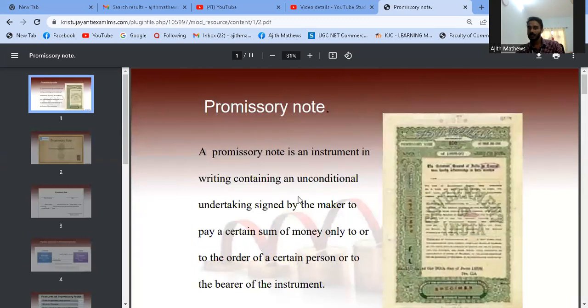A promissory note is an instrument, it's always in writing and it's unconditional. The terms and conditions specified in the promissory note are certain. And it is signed by the maker. Who is the maker? The debtor is the maker. To pay a certain sum of money only. So we are dealing with money only, right? To the order of a certain person or to the bearer of the instrument. So either to the creditor, or to some other person suggested by the creditor, or to the bearer of the instrument. Usually it is directed towards the creditor, and it is drawn by the debtor.